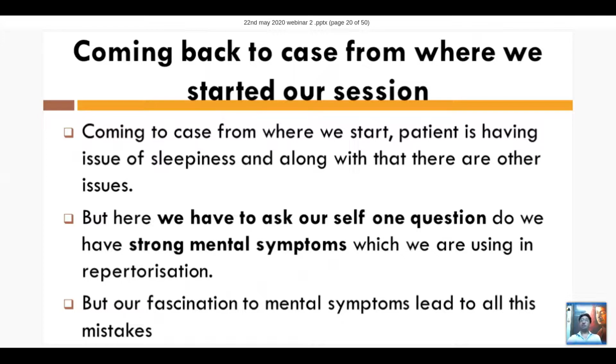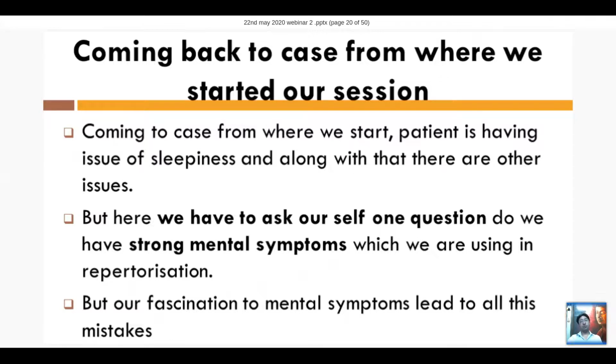Do we have a strong mental symptom which we use for repetition? We use lack of confidence, and along with that we use indolence. But are they very strong? Are they peculiar? Are they PPP or 3 plus? No, they are only 1 plus. But our fascination with mental symptoms leads to all these mistakes. Lack of confidence, want of self, and indolence were of less intensity, only 1 marked by me.